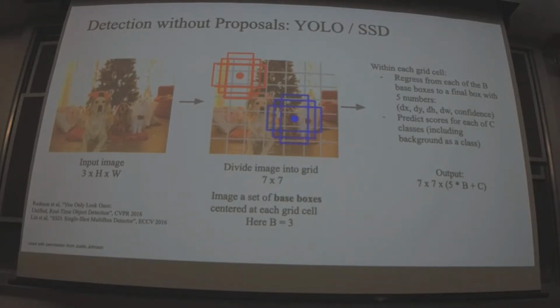You'll see Faster RCNN, you'll see various types of YOLO. SSD is something similar, the single shot multibox detector. Similar idea to YOLO. Okay.